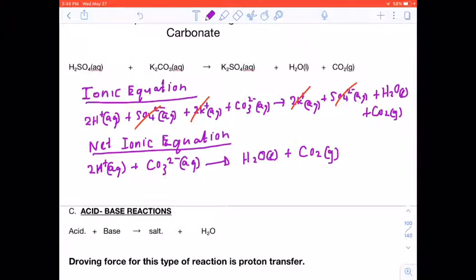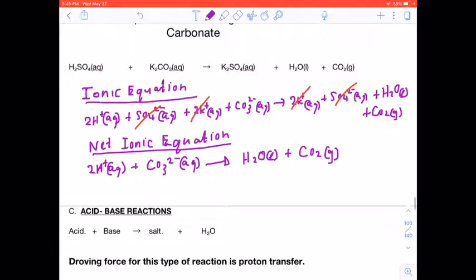Right. So if you look at that, the equation is balanced as well. You got 2 hydrogens on the left and you got 2 hydrogens on the right, right? So whether the hydrogen is in ionic form, it doesn't matter, but you've got 2 H's on the left and you got 2 on the right. You got 3 oxygens on the left and you got 3 oxygens on the right.